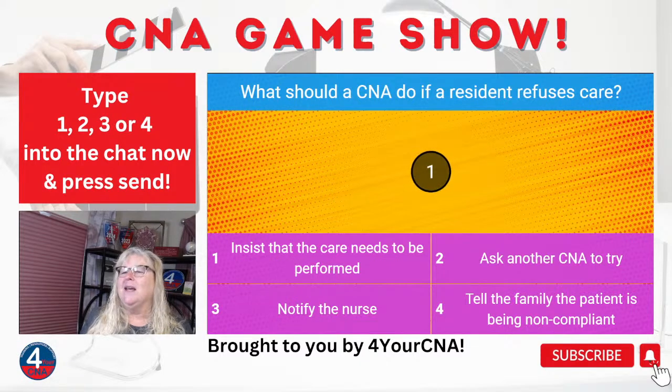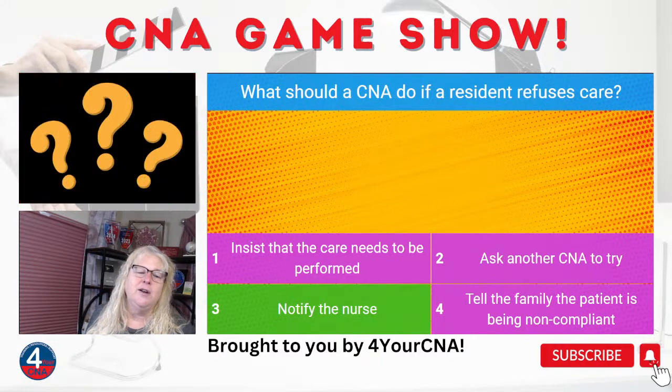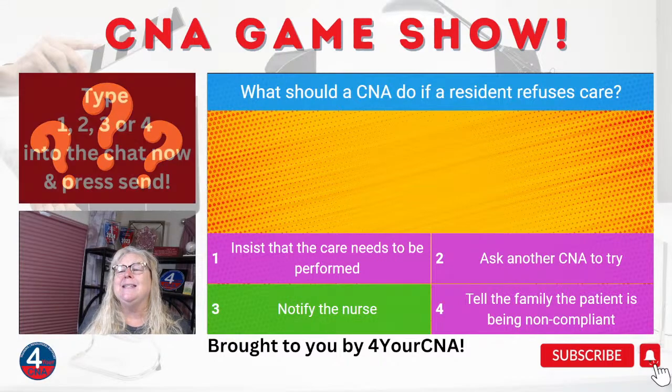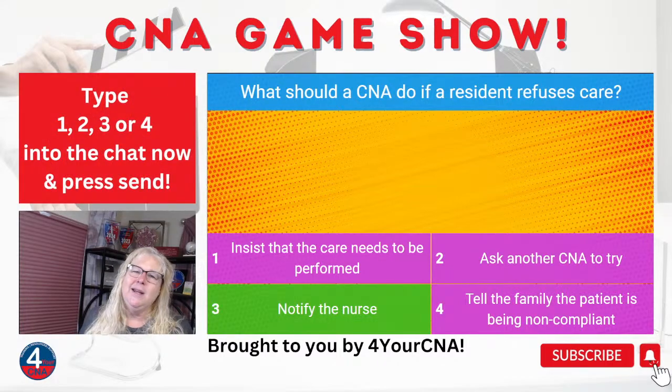And the right one is, of course, number 3. Yes, if the patient refuses care, we're going to notify the nurse. We talked about this about 20 minutes ago, right? Patients have the right to refuse care, but it's our responsibility to notify the nurse when that happens. We don't want to insist. That's not really our role.